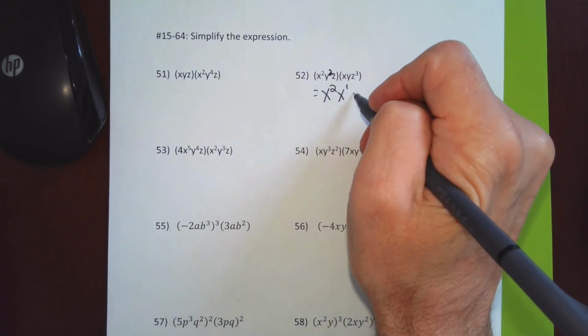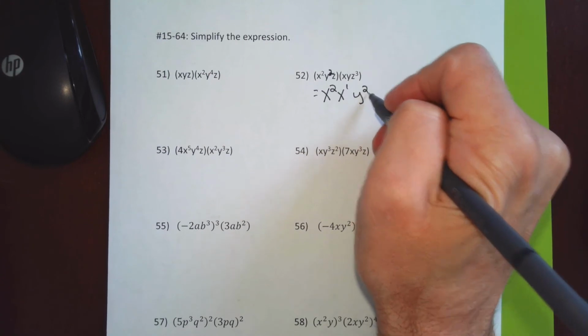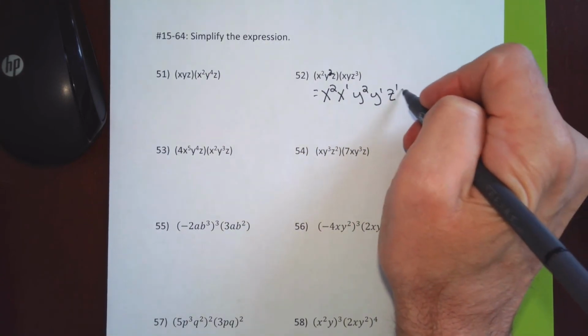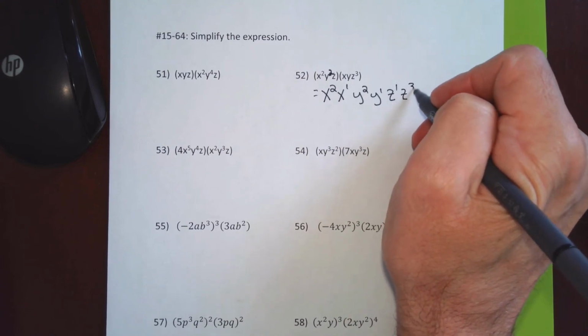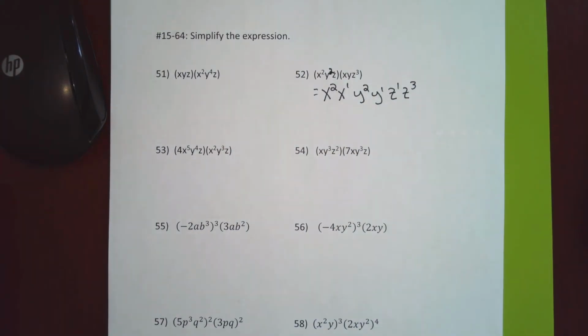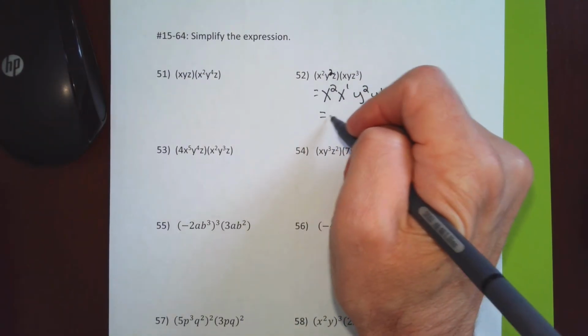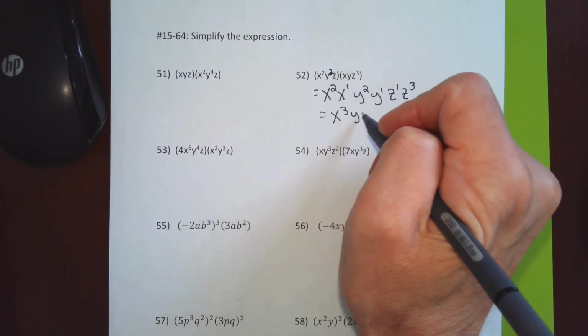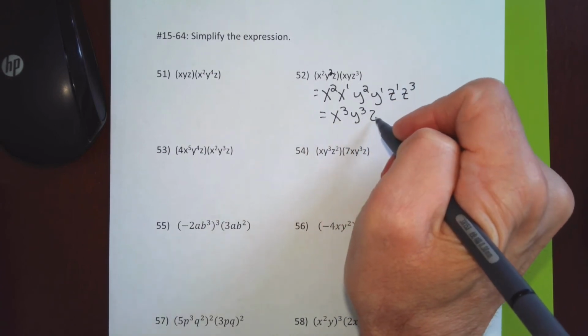I don't need the coefficients here because they're 1s. Y squared times y to the first, and z to the first times z cubed. If I was doing 52, I would just write an answer down because I can do this multiplication in my head. But if you want to, drop the parentheses, multiplication's commutative, change the order of the multiplication, insert the exponents that are assumed but not shown if you need. And for an answer, I would have x cubed, y cubed, and z to the fourth.